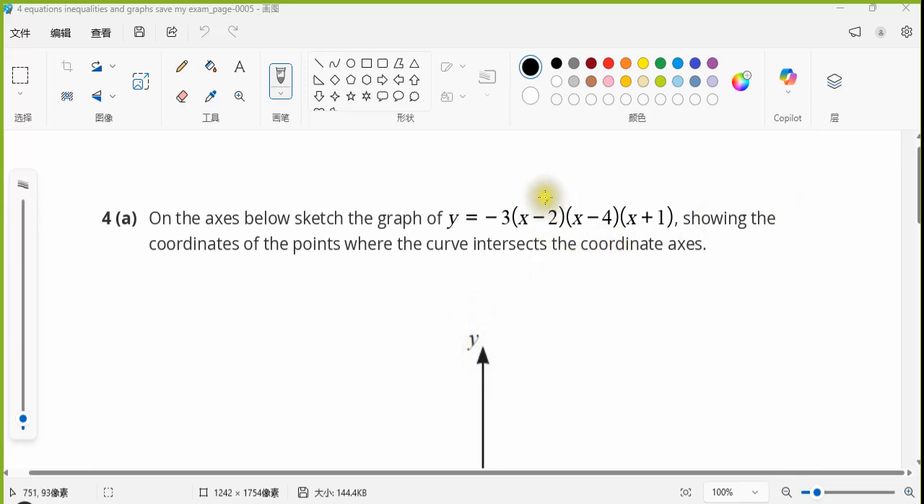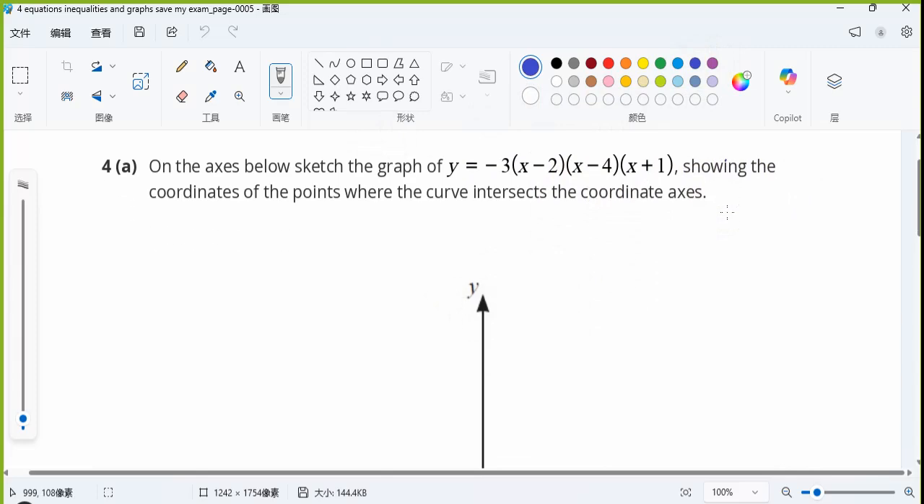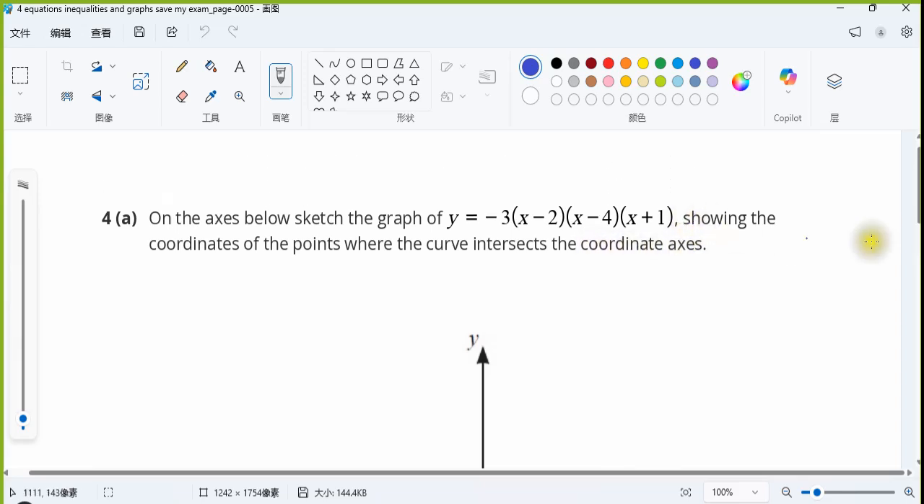Question number 4. On the axis below, sketch the graph showing the coordinates of the points where the curve intersects the coordinate axes. So we have negative 3 times x times x times x, so y equal to negative 3x cubed. So the shape of the graph will be like this. If positive, then upward, and if negative, downward.